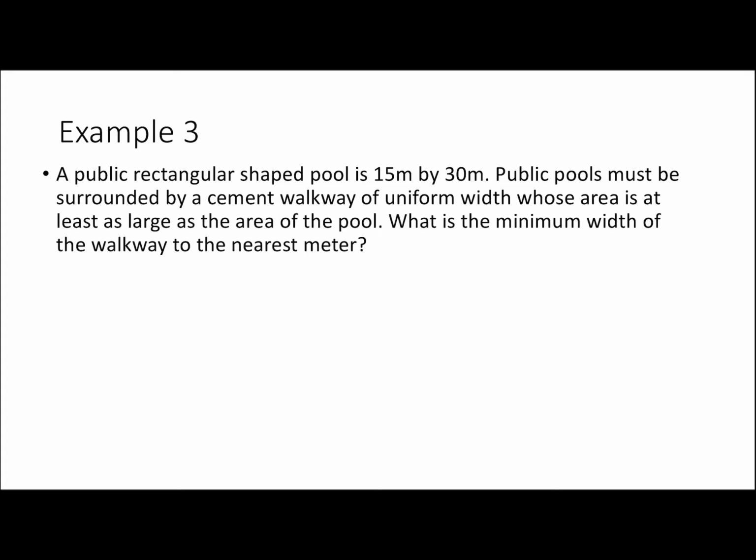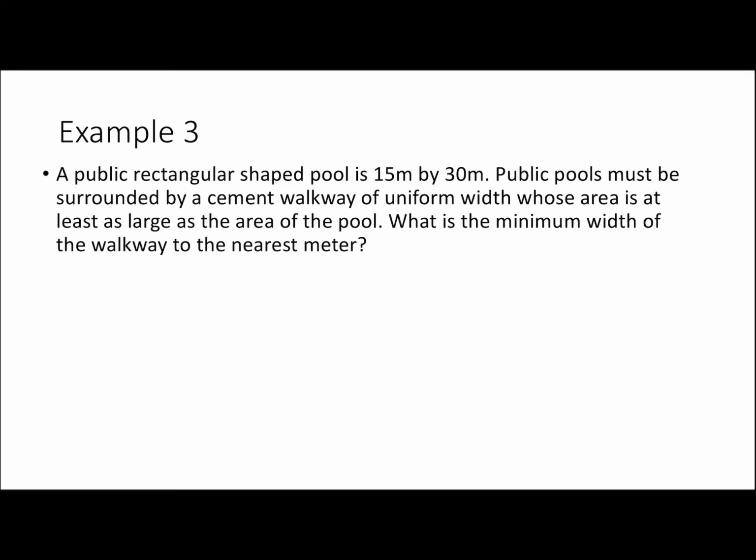Question 2. This is all about modeling. A public rectangular, so we have a rectangle. Pool is 50 meters by 30 meters. Public pools must be surrounded by a cement walkway of uniform width, the same width all around, like we've been doing, whose area is at least as large as the area of the pool. What is the minimum width of the walkway to the nearest meter?